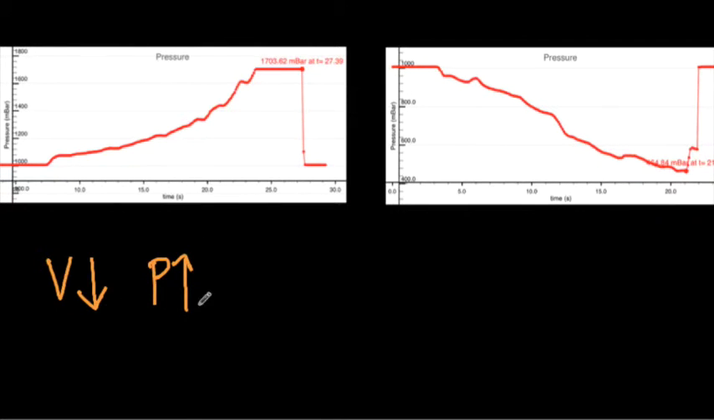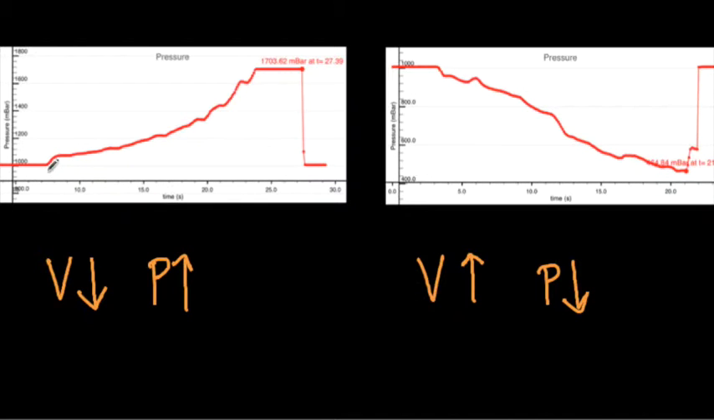So this inverse relationship will be important if you are using this to come up with the ideal gas law. Here on the other side, we see more evidence of that. Again, we started at about 1,000 millibars, and what we did this time when we sealed the syringe is we increased the volume by pulling back on the syringe, and as a result, the pressure decreased. So again, that shows the inversely proportional relationship.